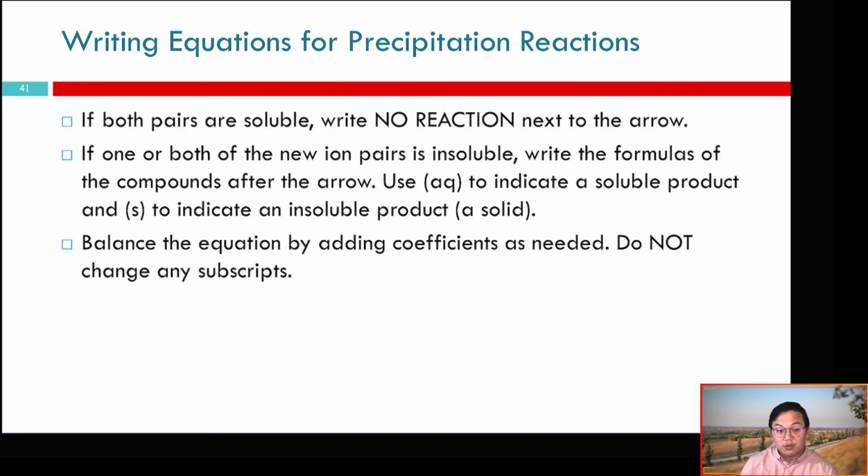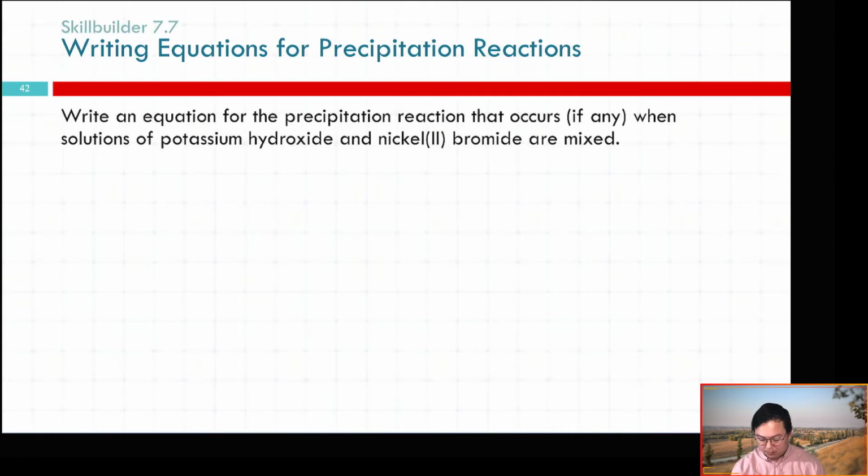If both pairs are soluble, then you write no reaction where you would have written the products. If one or both of the new ion pairs is insoluble, you write the formulas of the compounds after the arrow. You use aqueous to indicate a soluble product, and S for solid to indicate an insoluble product. And then you balance the equation by adding coefficients as needed. But again, do not change subscripts. You never change subscripts.